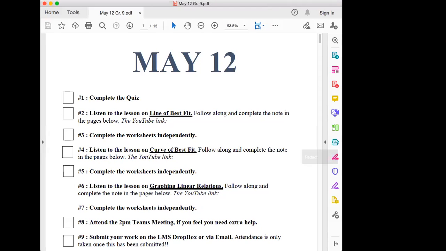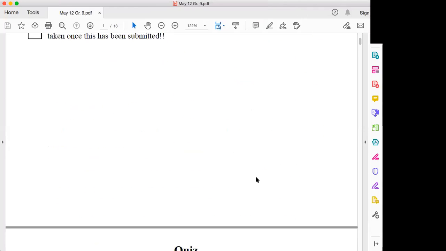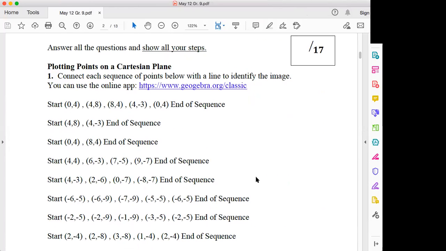So first things first, you're gonna do your daily quiz, which is plotting points on the Cartesian plane. Just like the exercise yesterday of the dinosaur, you have to connect the points with lines to get a shape. So you would do this shape, connect all the points, and so on and so forth. And it's all going to be on the same graph.